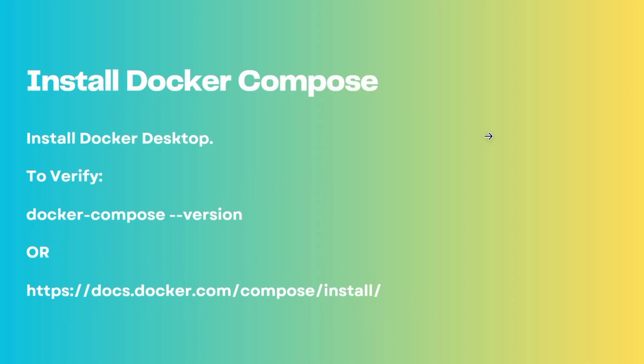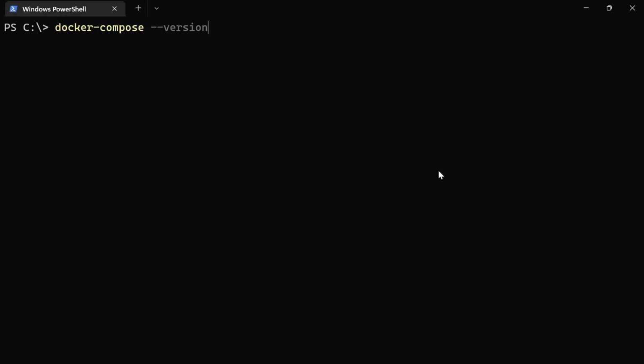So, before diving further into understanding the YAML file structure, let's see the Docker Compose installation process. The easiest way to get Docker Compose is to install Docker Desktop. If you have Docker Desktop installed, Docker Compose should already be available. So open the terminal or command prompt, type the command docker-compose version, and press enter.